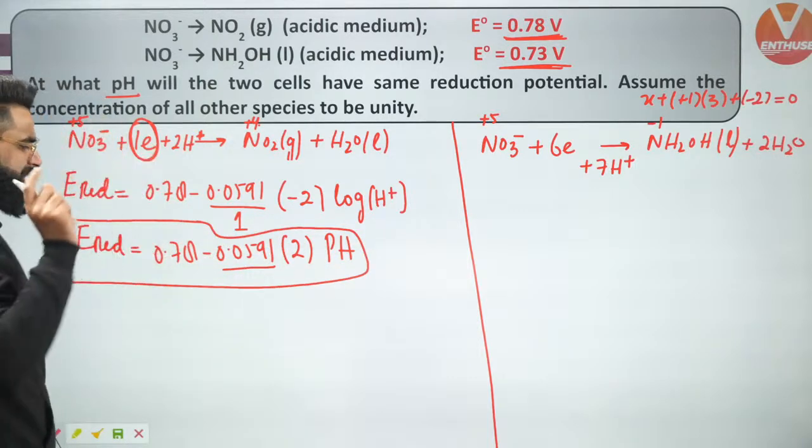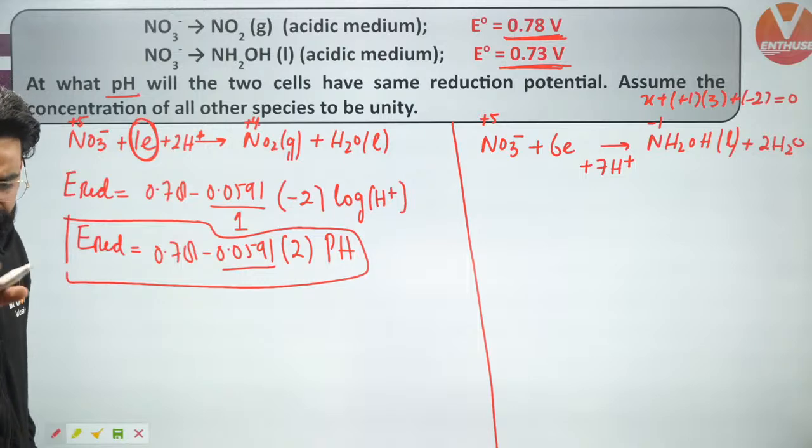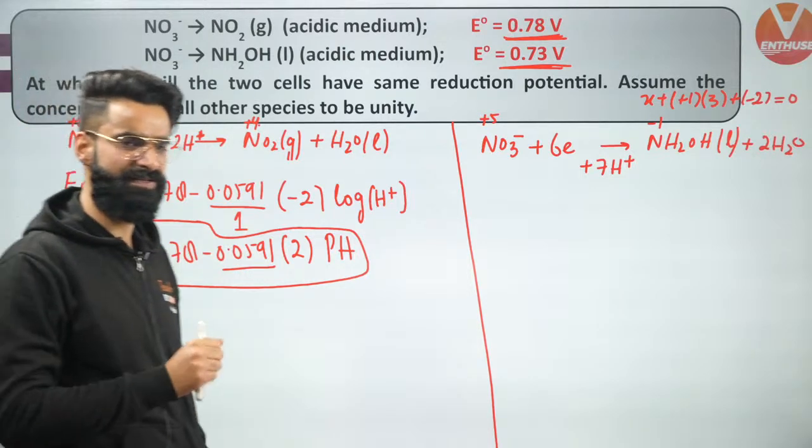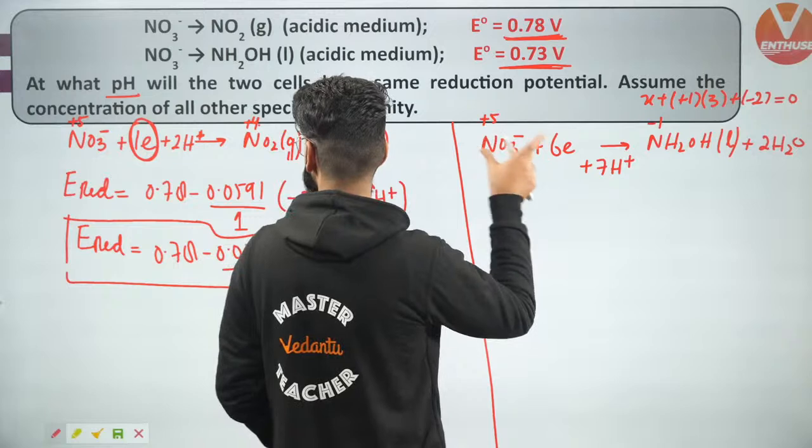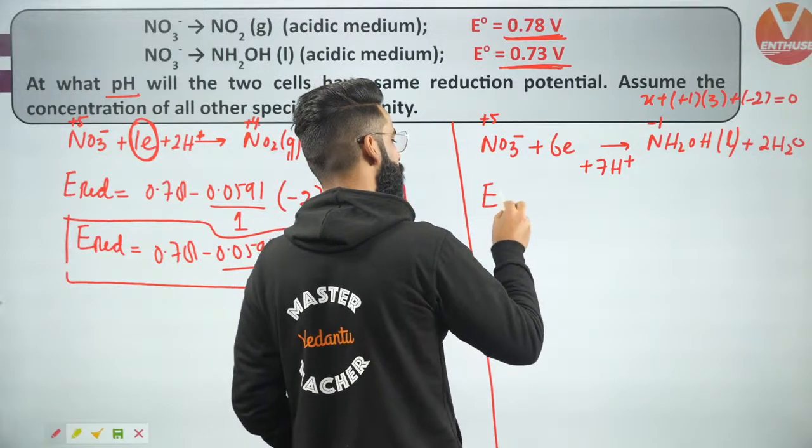I got the reduction potential of this electrode equal to this thing. This is the reduction potential of this electrode, which I'm keeping as such. Why am I keeping it as such? There is a reason for that. Now people, what about the reduction potential of this electrode which I have over here?